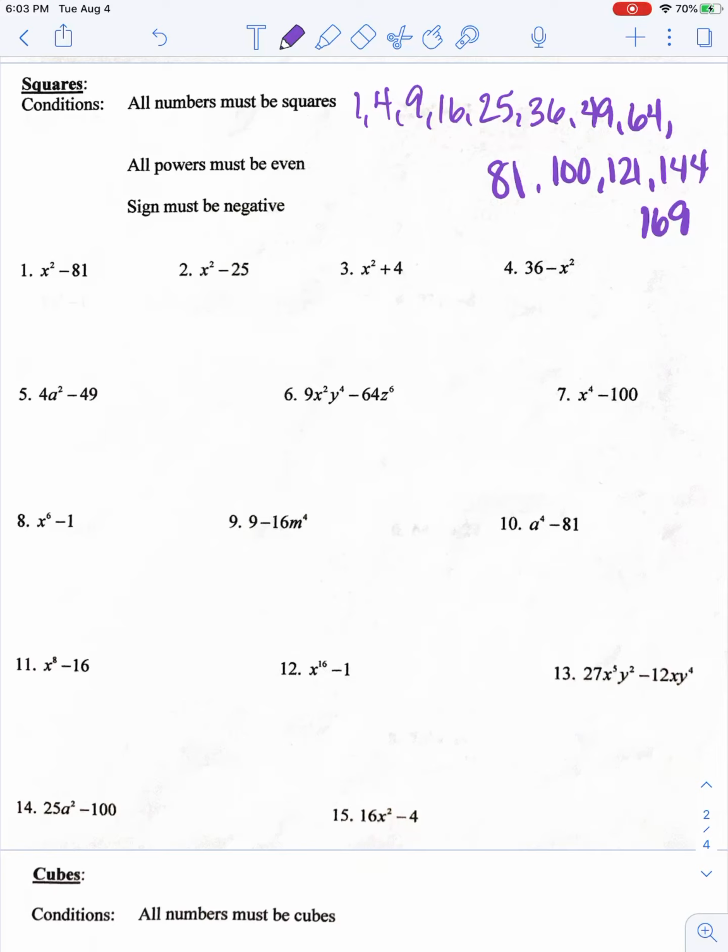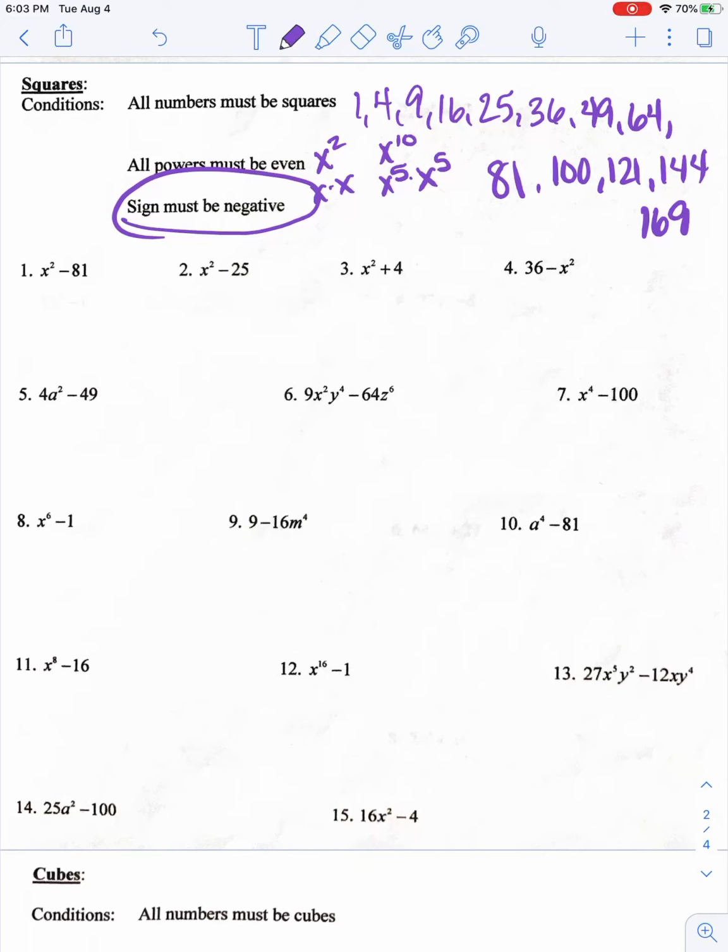All your powers must be even. That's because x squared is a square because it's x times x. X to the 10th is a square because it's x to the 5th times x to the 5th. So powers don't have to be squares. They just have to be even. To be able to do squares, the sign in the middle has to be a negative. Has to be. And I'll show you why it doesn't work for a positive.